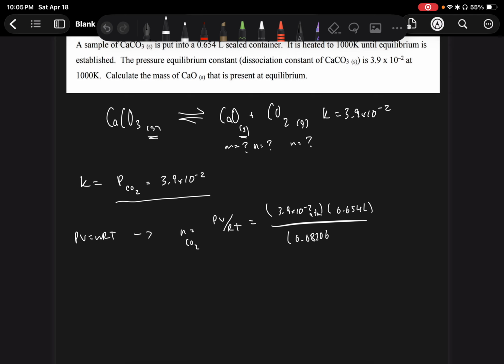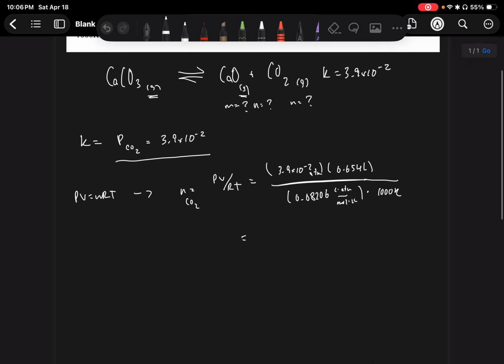0.08206 liter atm over mole Kelvin, multiplied by temperature, which is 1000 Kelvin. Okay, put that into the calculator. 3.9 E negative 2 multiplied by 0.654 divided by 0.08206 times 1000. That gives 3.1 times 10 to the negative 4, and this is going to be moles of CO2.